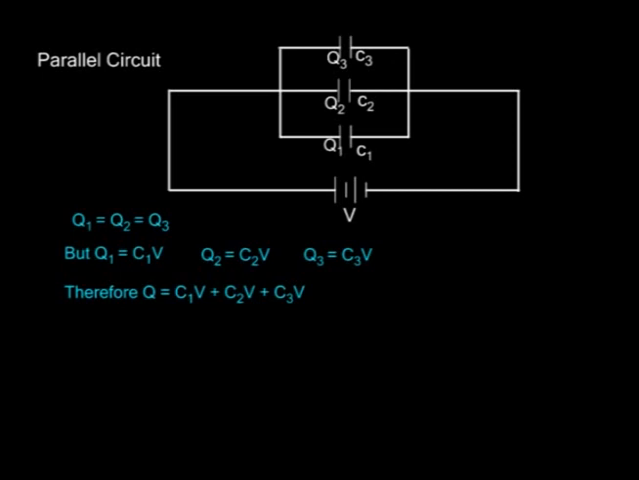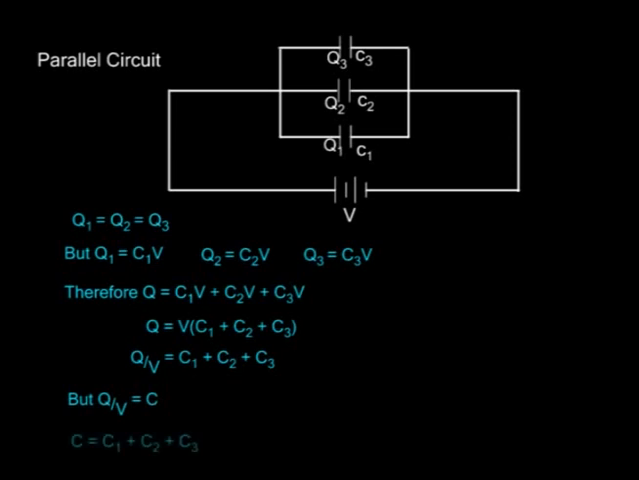Now if I factorize the right hand side, we shall have Q is equal to V into C1 plus C2 plus C3. Then I divide both sides by V, we shall have Q over V is equal to C1 plus C2 plus C3. But then Q over V is equal to C. And so substituting that, C is equal to C1 plus C2 plus C3, where C is the combined capacitance, and that is the effective capacitance for capacitors combined in parallel.